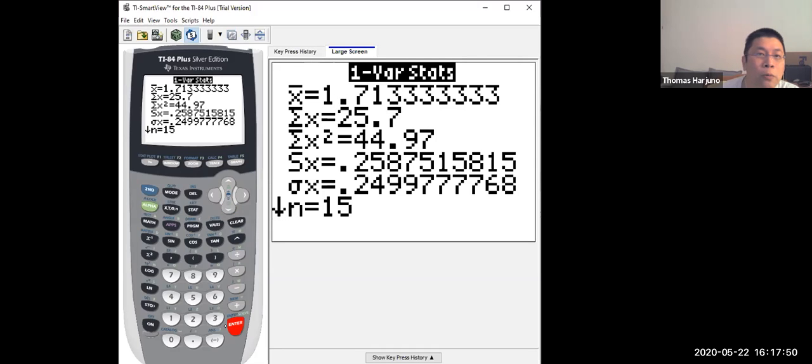Now, here you go. You will get plenty of numbers here, but what I need you to put in your test are these two numbers: the sum of x and the sum of x squared. Using these later on, you will show the computation of how to get x bar and the sample standard deviation, Sx.